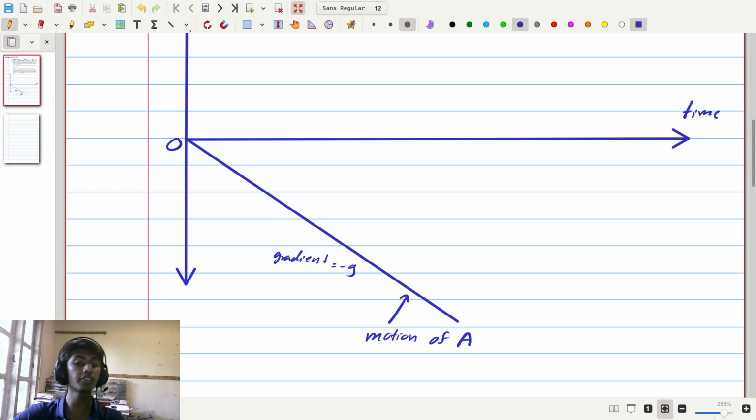Now considering this line, since the gradient is negative g, if I draw the angle between the x-axis and this line, which is this angle here, theta, we can see since the gradient is negative g, this angle theta is going to be negative if we measure it in the clockwise direction, so anti-clockwise direction rather. We can say tangent of negative theta is equal to the gradient of the line, which is negative g, and therefore tan theta is equal to g. So here we can write tan theta is equal to g.